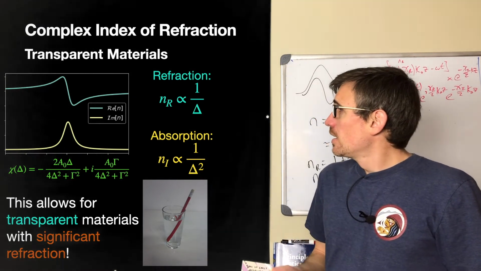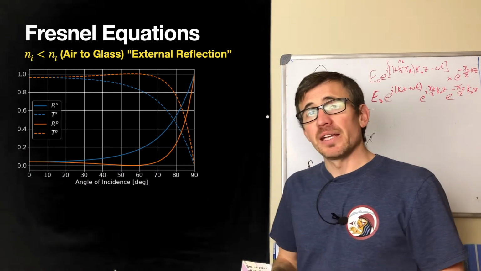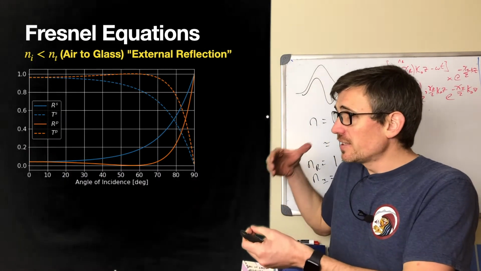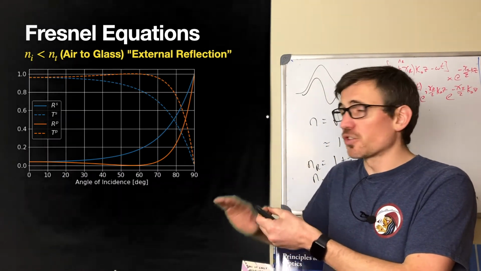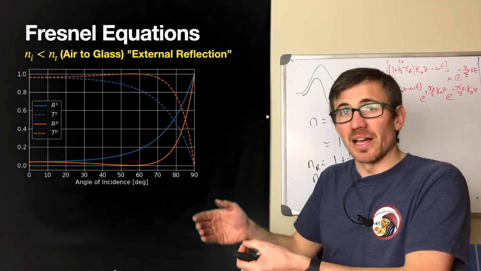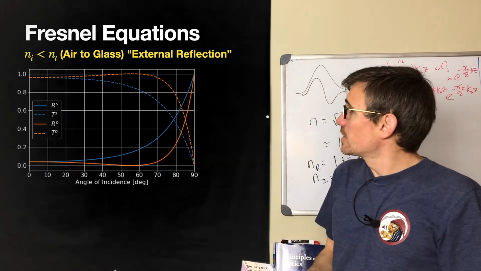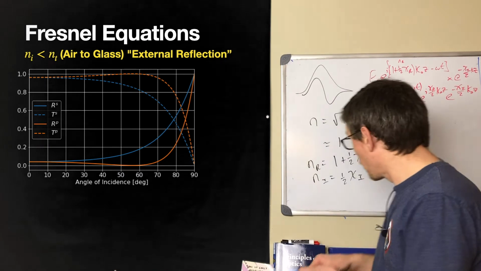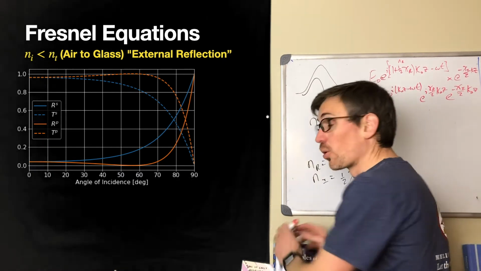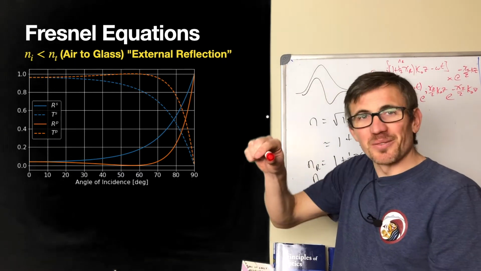Now, here's the Fresnel equation for an index going from an incident material which has a lower index than a transmitted. For example, going from air to glass or water. This is what these Fresnel equations are going to tell us. Remember, there's 2 polarizations, which is the wiggling direction of the electric field.